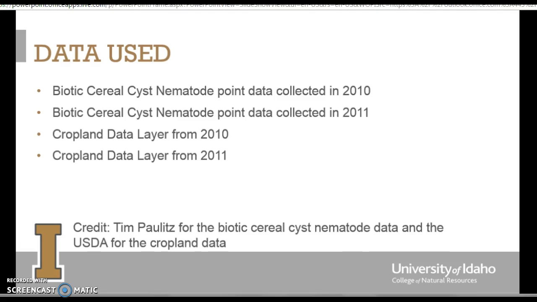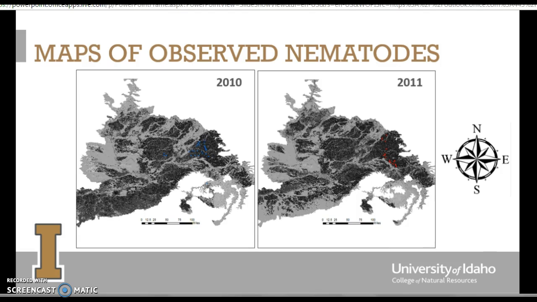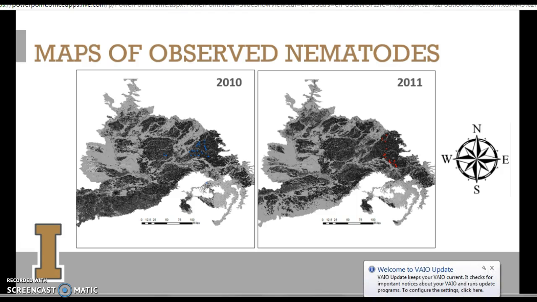The data that I used was the biotic cereal cyst nematode point data that was collected in 2010, and then the same data that was collected in 2011. This data was available thanks to Tim Politz from Washington State University, and then I collected data from the USDA, the cropland data layer from 2010 and 2011. Here are the two maps. On the left is the map for the cystic nematodes that were found in 2010, and on the right are the cystic nematodes that were found in 2011.